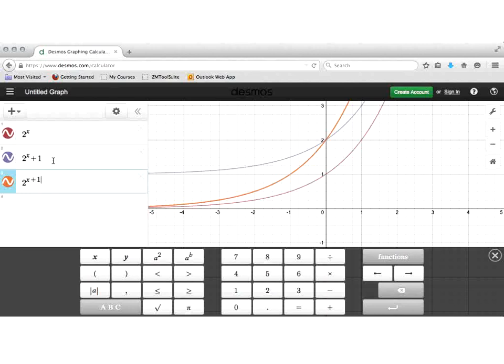Take a peek. So this first one, I have the 2 to the x plus the 1 on the outside. This one has x plus 1 all as the exponent. Do you see how my orange line looks totally different than my purple and my red line? So if I add 1 just to the very end, it's going to shift it up or down. If you're adding 1 inside, what do we think is happening there?